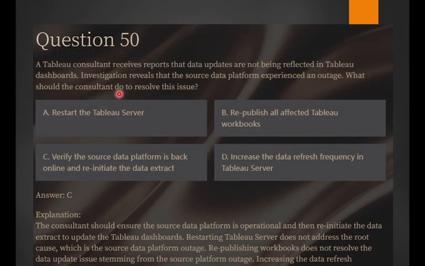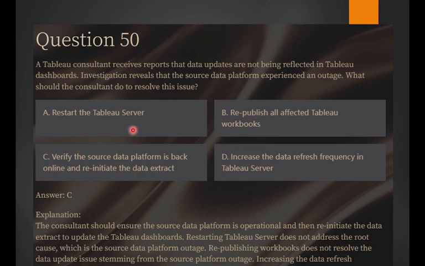A Tableau consultant receives reports that data updates are not being reflected in a Tableau dashboard. Investigation reveals that the source data platform experienced an outage. What should the consultant do to resolve this issue? So this is a data platform issue, so option C is correct. Verify the source data platform is back online and reinitiate the data extract. This will update the extract in the Tableau dashboard. So this is the correct option.